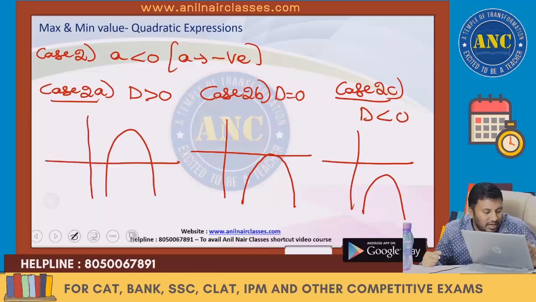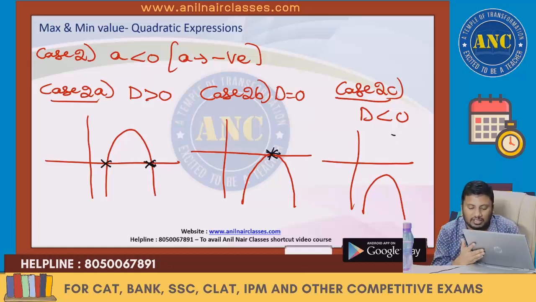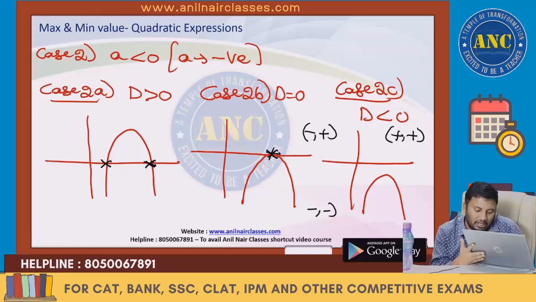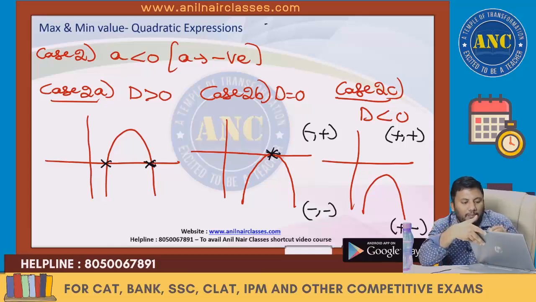Again, if you see this, d greater than 0: it is touching the axis at 2 points. D equal to 0: it is touching the axis at 1 point. D less than 0: it is not touching the axis. X positive, y positive. X negative, y positive. X negative, y negative. X positive, y negative. Very, very important point. Please write down in bracket.